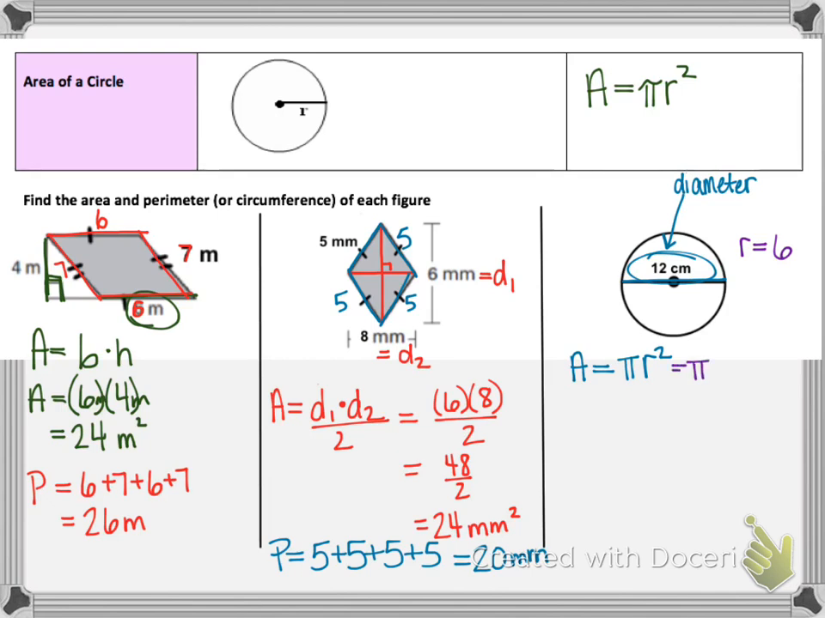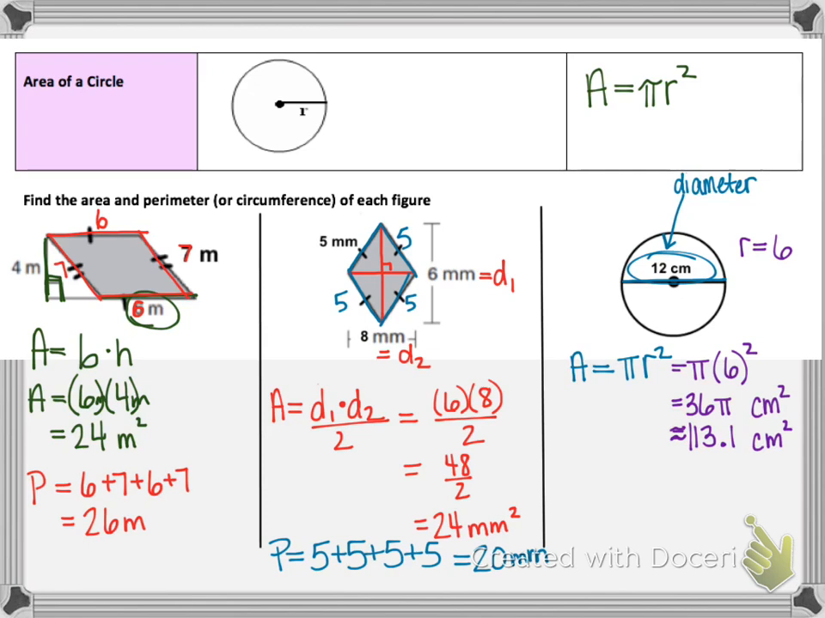So I've got pi times 6 squared. 6 squared is 36. So I'm happy with 36 pi centimeters squared. If you really wanted to find out what that is as a decimal, let me find my pi button real quick. There it is. That's going to end up being 113.1-ish centimeters. So I guess you put approximately, shouldn't I? Okay.